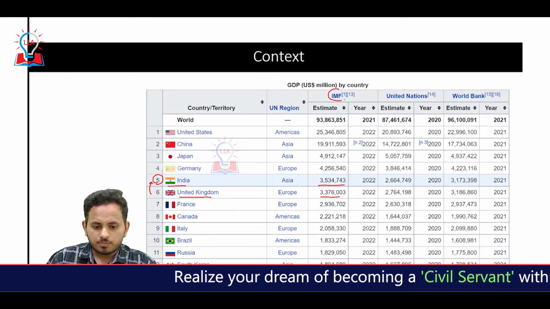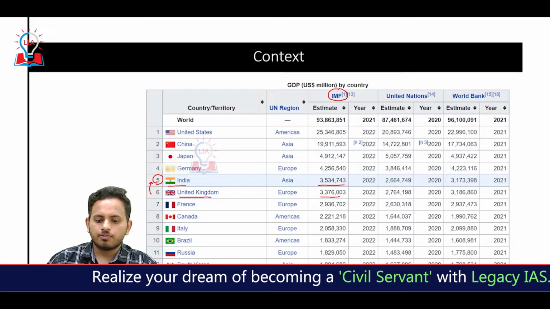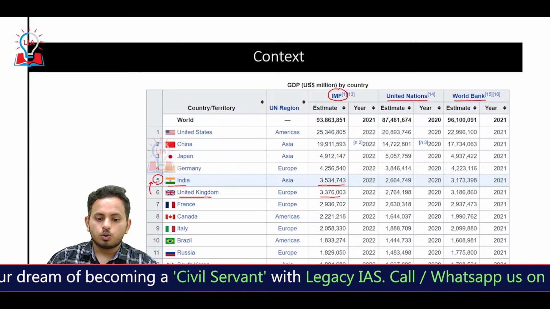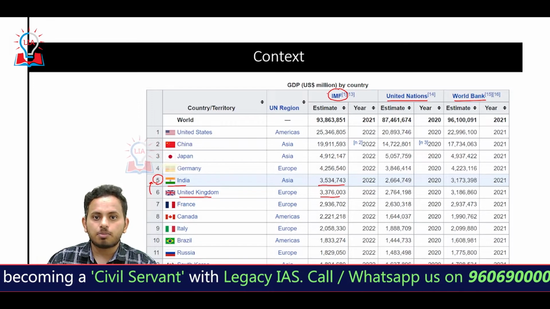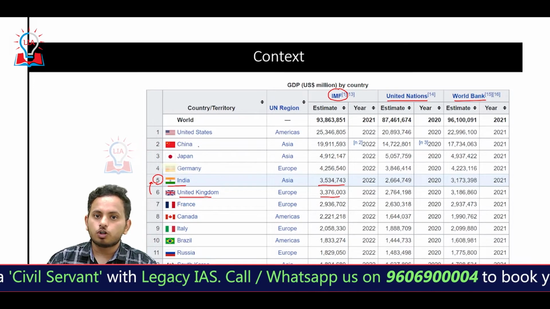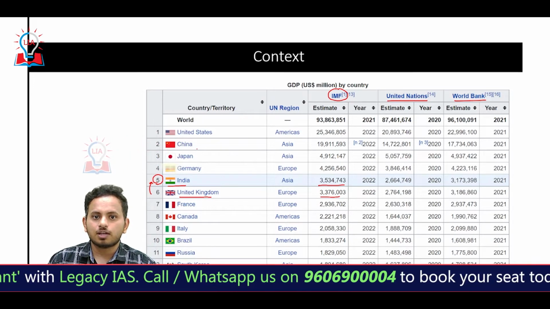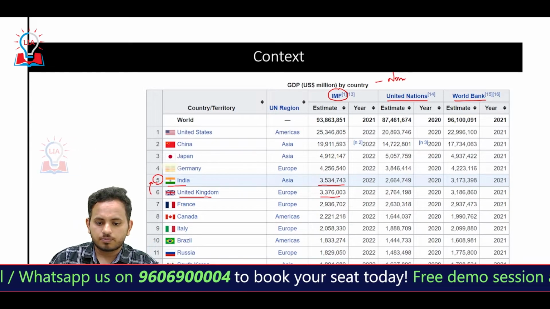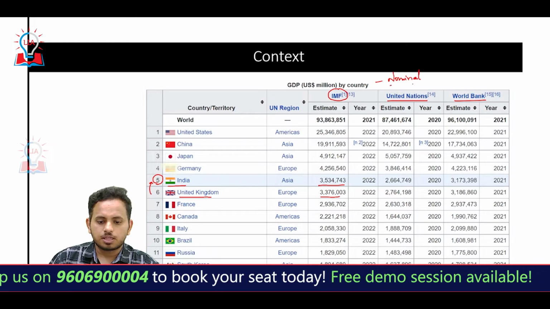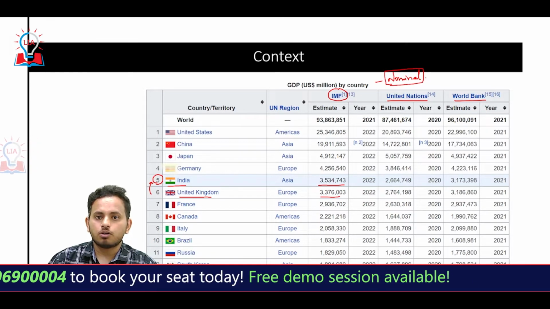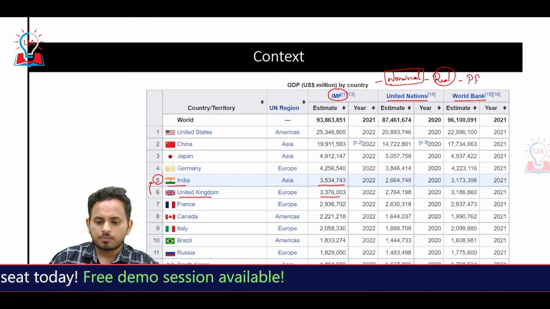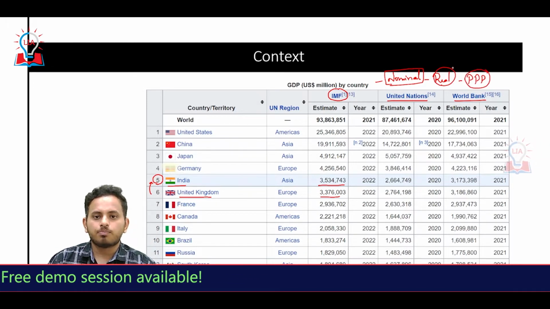You can see here the three institutes: one is the IMF, the other one is the United Nations, and the third one is the World Bank. In the estimates released by the IMF, India overtook the UK to become the world's fifth largest economy. This happened in nominal terms. In your economics, you will be studying nominal, real, and also PPP, purchasing power parity.